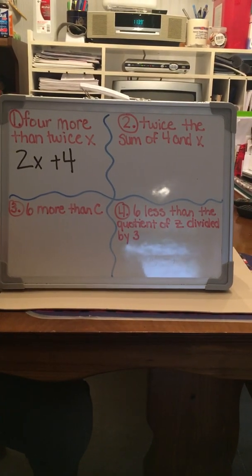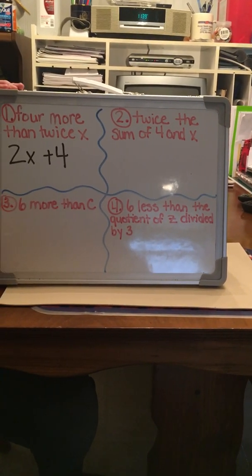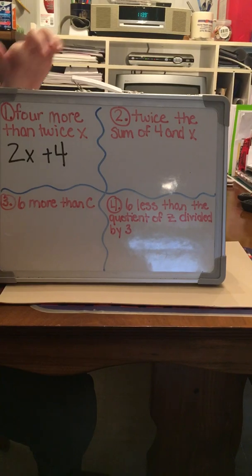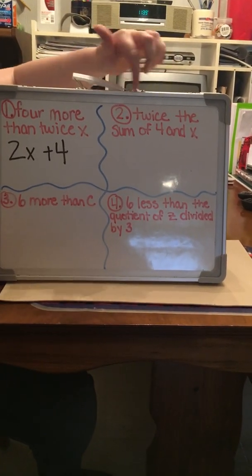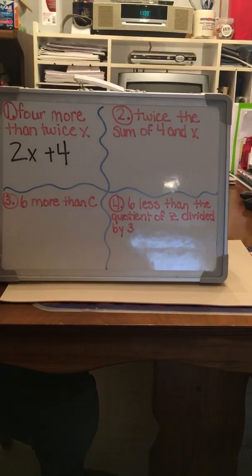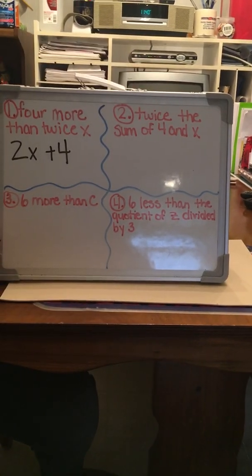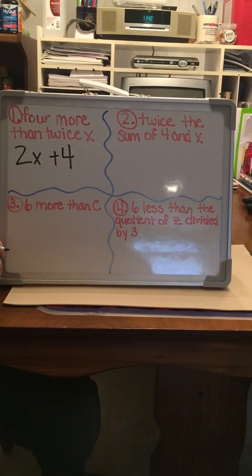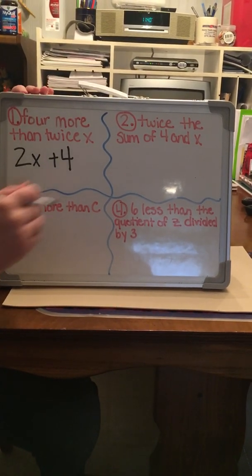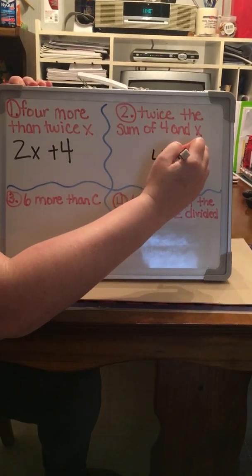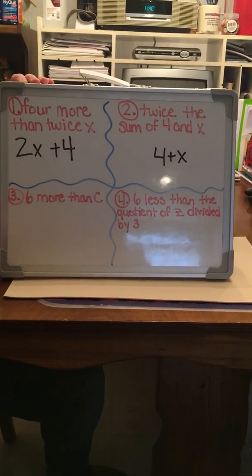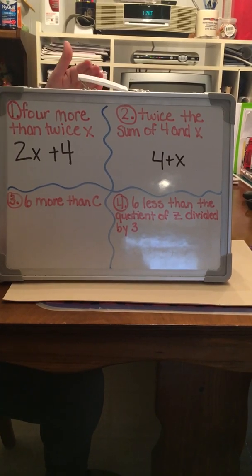Okay, let's move on to the next one. Twice the sum of 4 and X. You can see this one's a little bit different than the one we just did. This is twice the sum of 4 and X. So what do they want us to add in this case when they say the word sum? Remember, that's an answer to an addition problem. They want us to add 4 and X. But then what they want us to do is they want twice that amount.